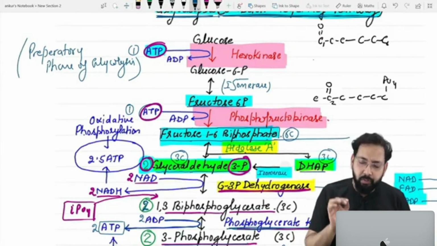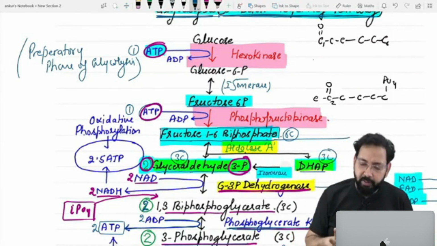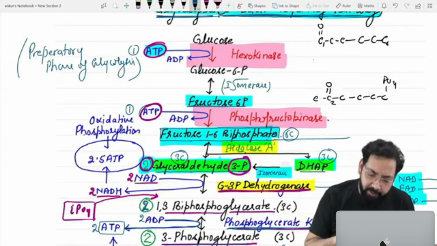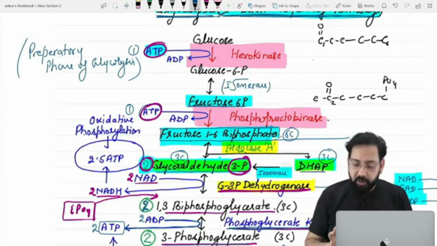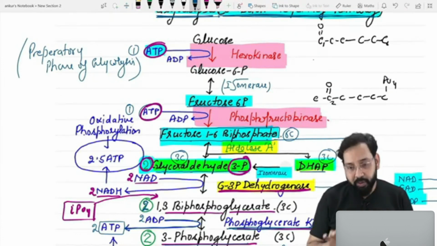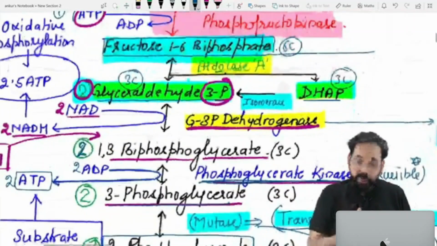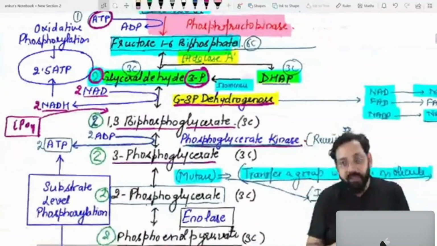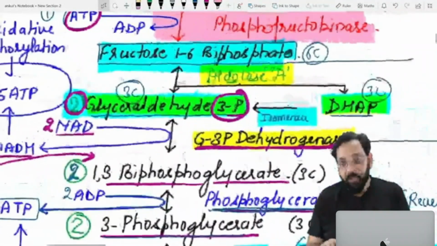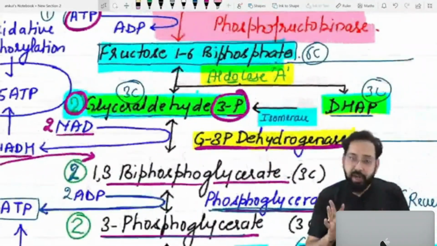First of all, glucose, we want to add energy, that is kinase, 1 ATP used. Glucose is converted to fructose 6-phosphate, then again kinase, 1 ATP is used. Now we want to break it, aldolase, one is made into two, glyceraldehyde 3-phosphate and DHAP. Both have the same molecular formula, that's why isomerase.